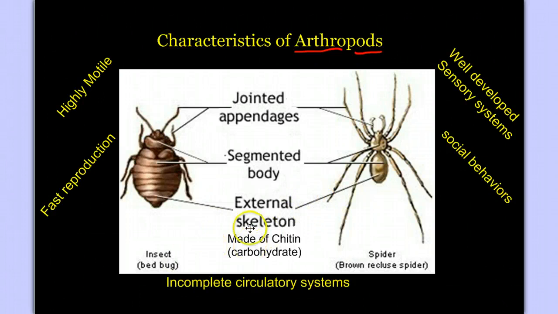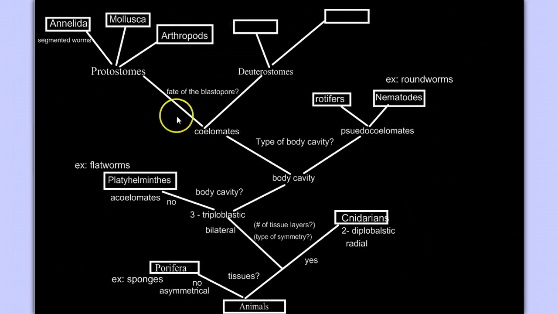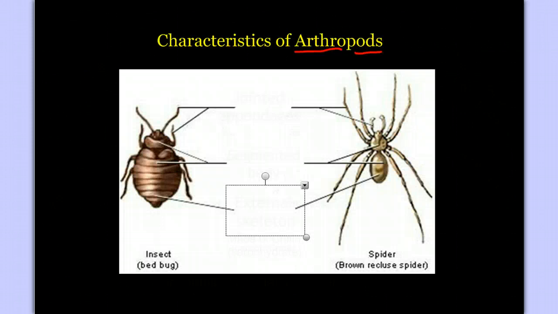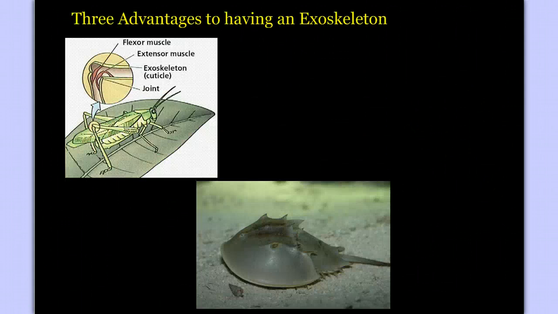Now, let's go back and talk about the skeleton again, because this is the first time in our trek through animals that we've seen a skeletal system. So we need to talk about the advantages of having a skeletal system at all. So let's think about it. What are the advantages? Stop the video now and see if you can come up with at least three advantages to having an exoskeleton.